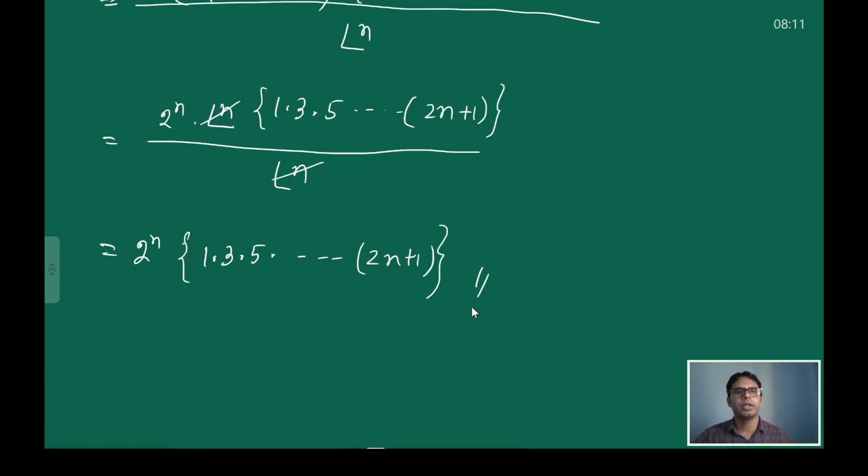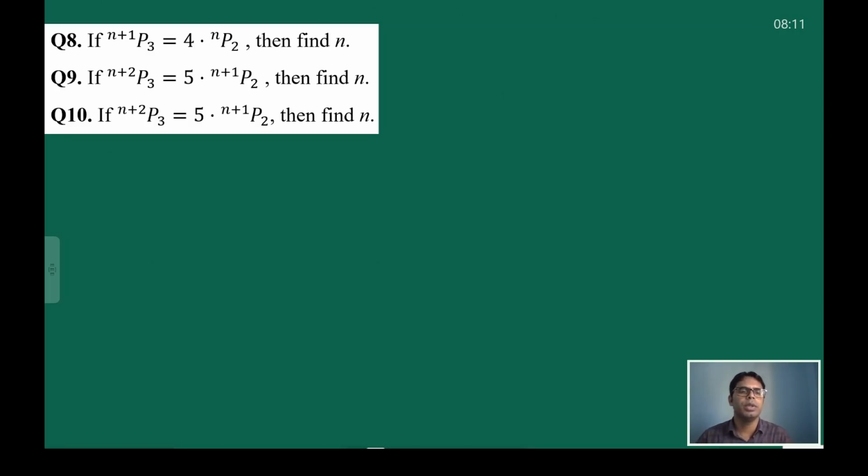Okay, so let us take the next question. Here we have 3 questions. n plus 1 p3 is equal to this, second one, third one, and all of these 3 questions are of the same type.